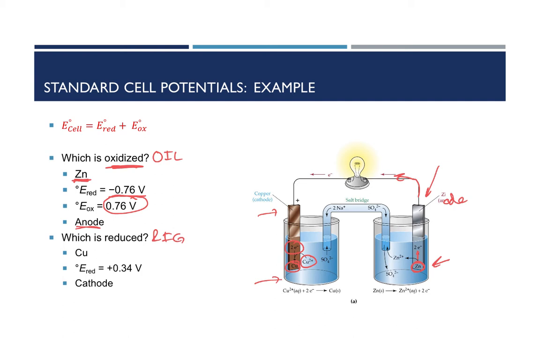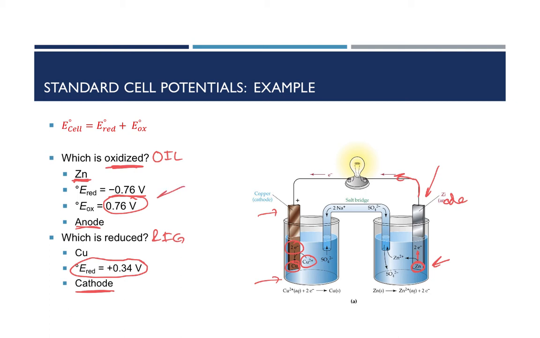Copper, we decided, was being reduced from the picture. And if we look at copper's reduction potential, we see that it's 0.34. Since this is the reduction, we just leave the sign as it is. And reduction happens at the cathode, a red cat, right? Red cat and an ox.